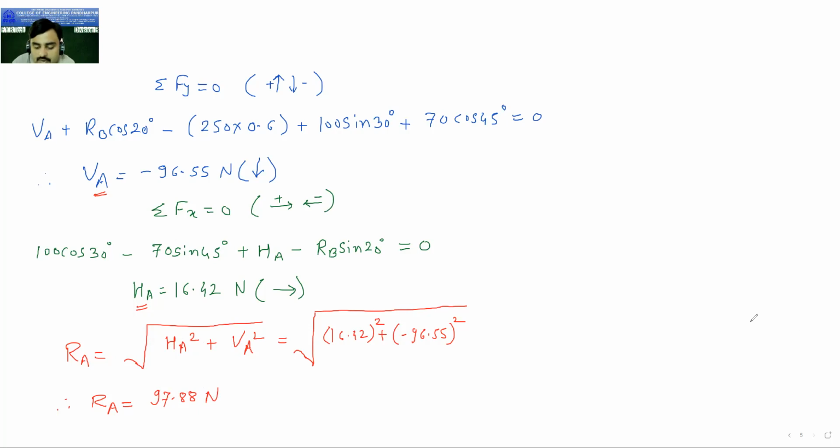Now we need to find out the angle alpha A. So alpha A is equal to tan inverse of the mod of VA upon HA. Therefore, alpha A is equal to tan inverse of, in mod, VA upon HA. So VA will be 96.55 and HA will be 16.42.